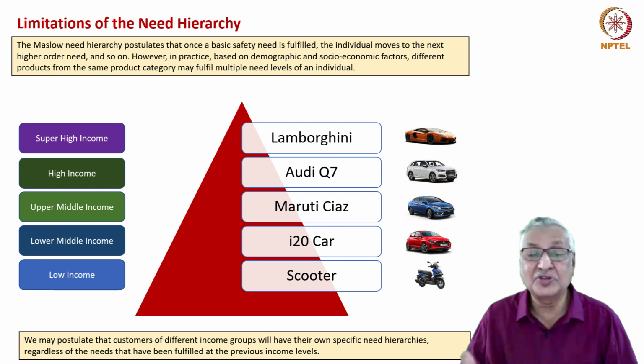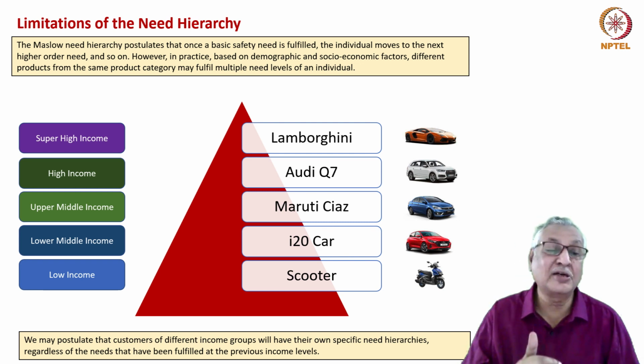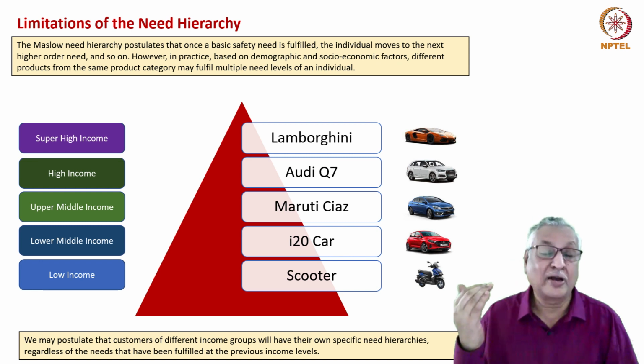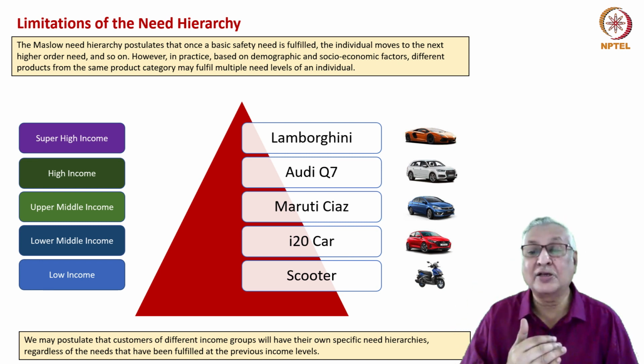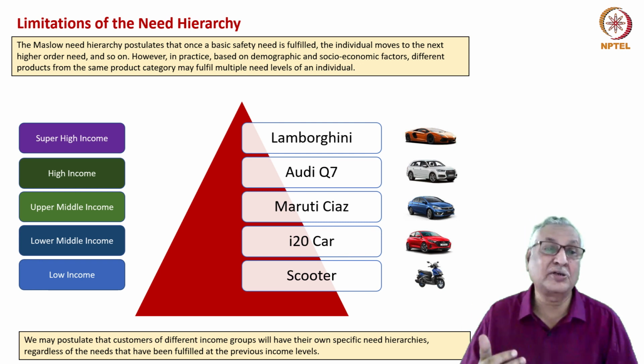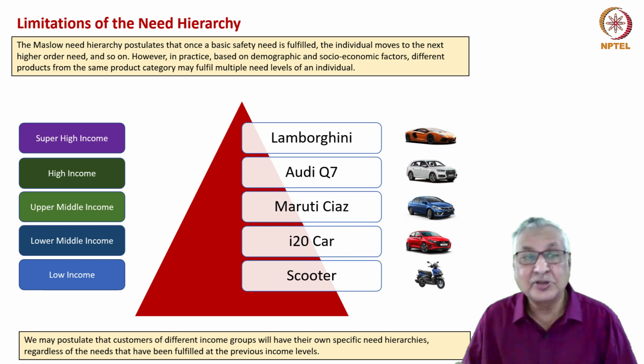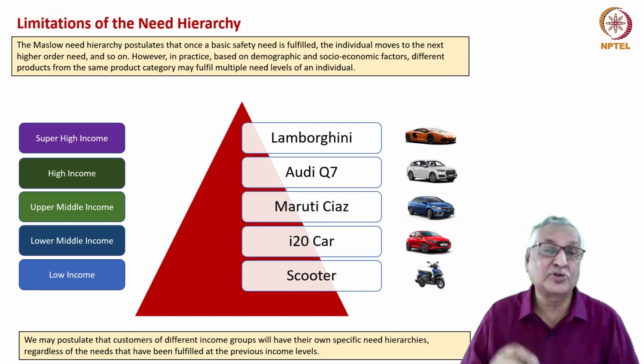Then we have Maruti Ciaz, which has the upper middle income group as the goal of marketing. Then we have Audi Q7, which caters to the high income group. And there could be Lamborghini, which caters to the super high income group, the real luxury group, the real esteem driven group. The Maslow need hierarchy postulates that once a basic safety need is fulfilled, the individual moves to the next higher order need and so on.